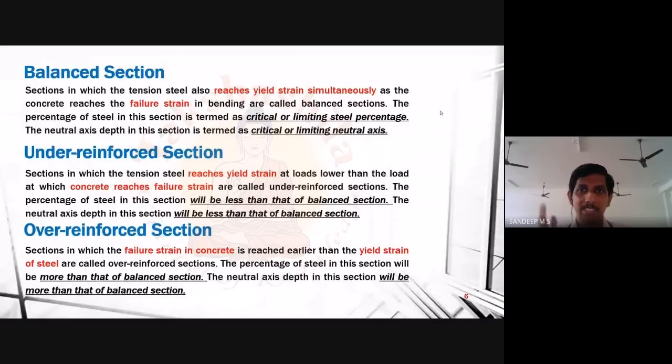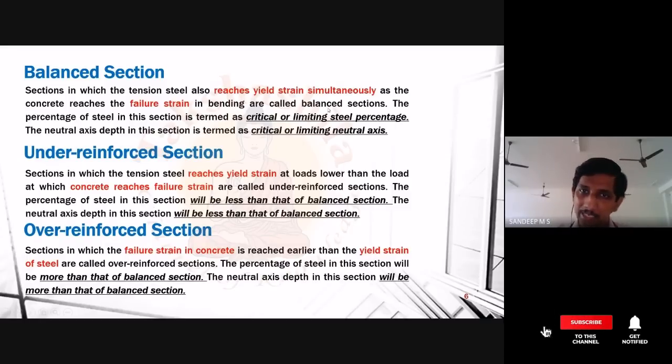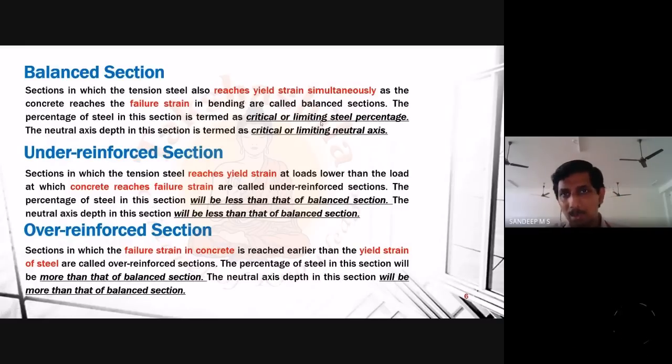Now the amount of steel is increased, so which member will fail first? The yield strain in concrete will reach first, because we have just increased the percentage of steel provided in our balanced section. So that amount of steel in a balanced section is very critical. If you are changing that, the section may change to an under reinforced section or an over reinforced section. That is the reason why we call that amount of steel or the percentage of steel in such a section the critical or limiting steel percentage.